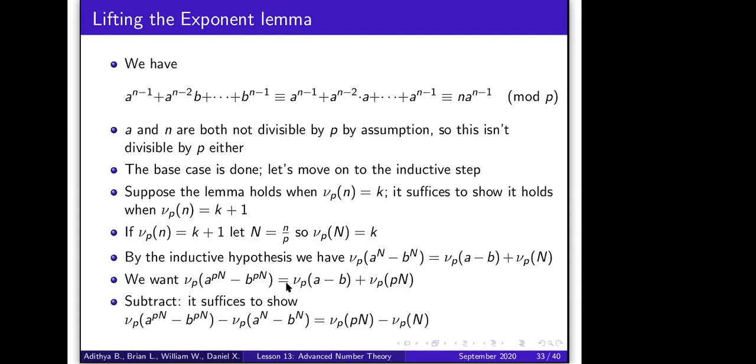So actually, if we subtract the two equations, this is what we want to show. We're just subtracting the third to last bullet from the second to last bullet. And now if we can show that this equality is true, then the inductive hypothesis follows. Is this step clear?